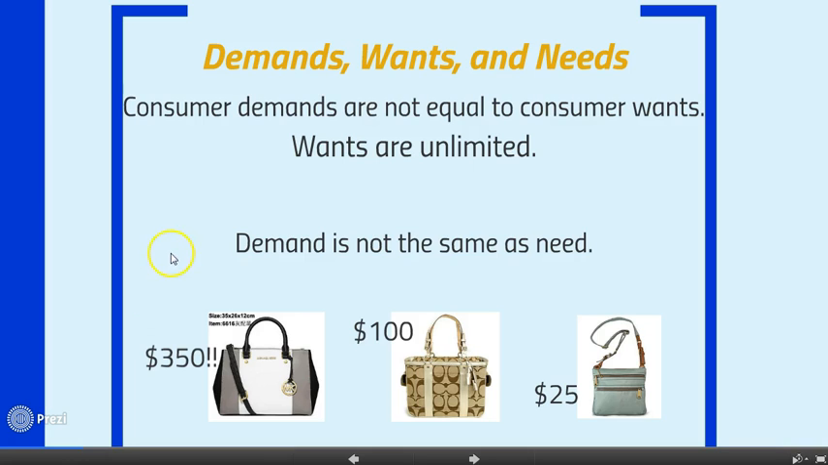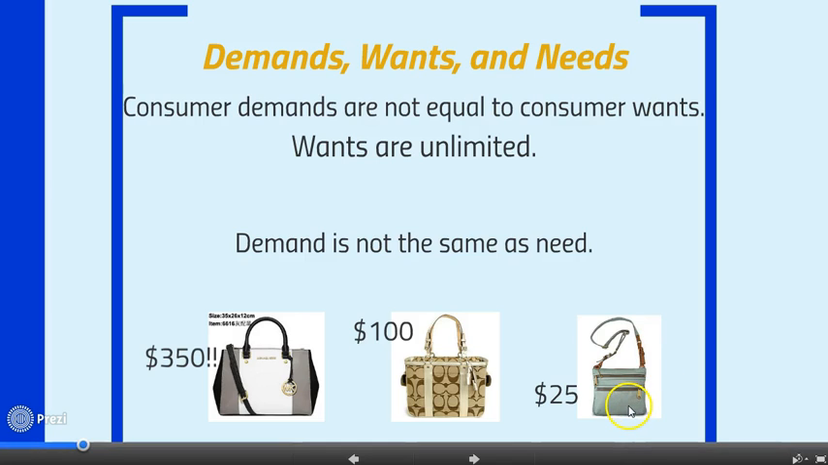If we look at here, demand is not the same as need. Sorry to the male listeners, but if you think about purses, say that you need a new purse, but you've got a $350 Michael Kors, a $100 Coach, and a $25, I don't know what this one is.